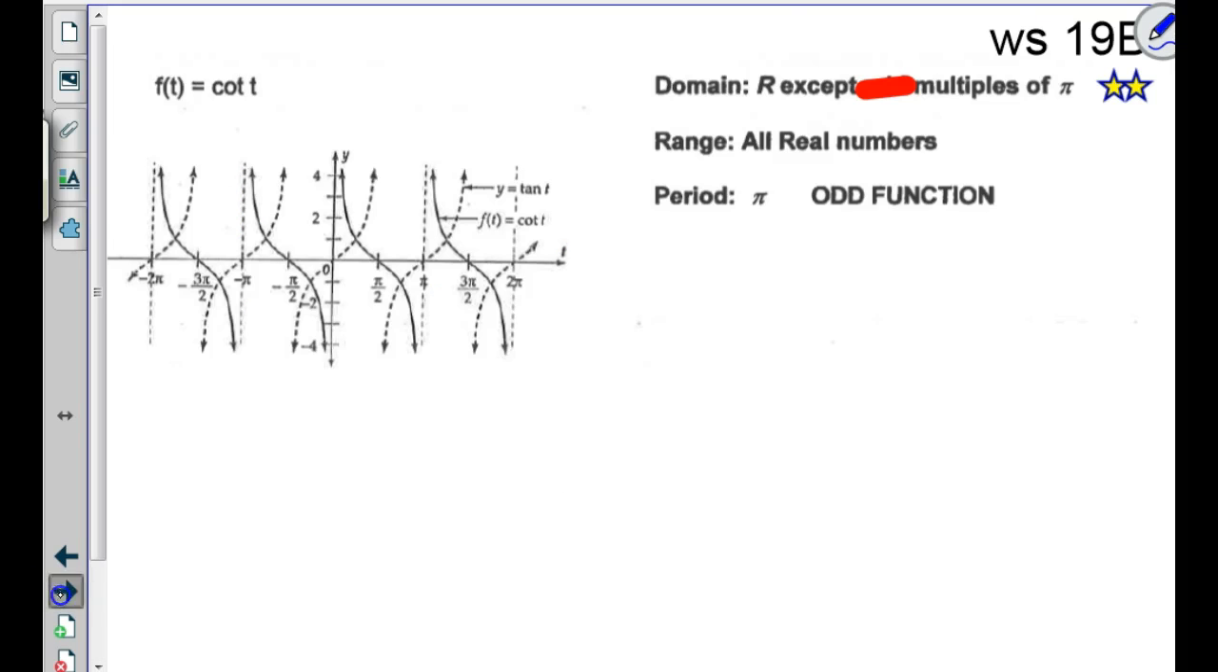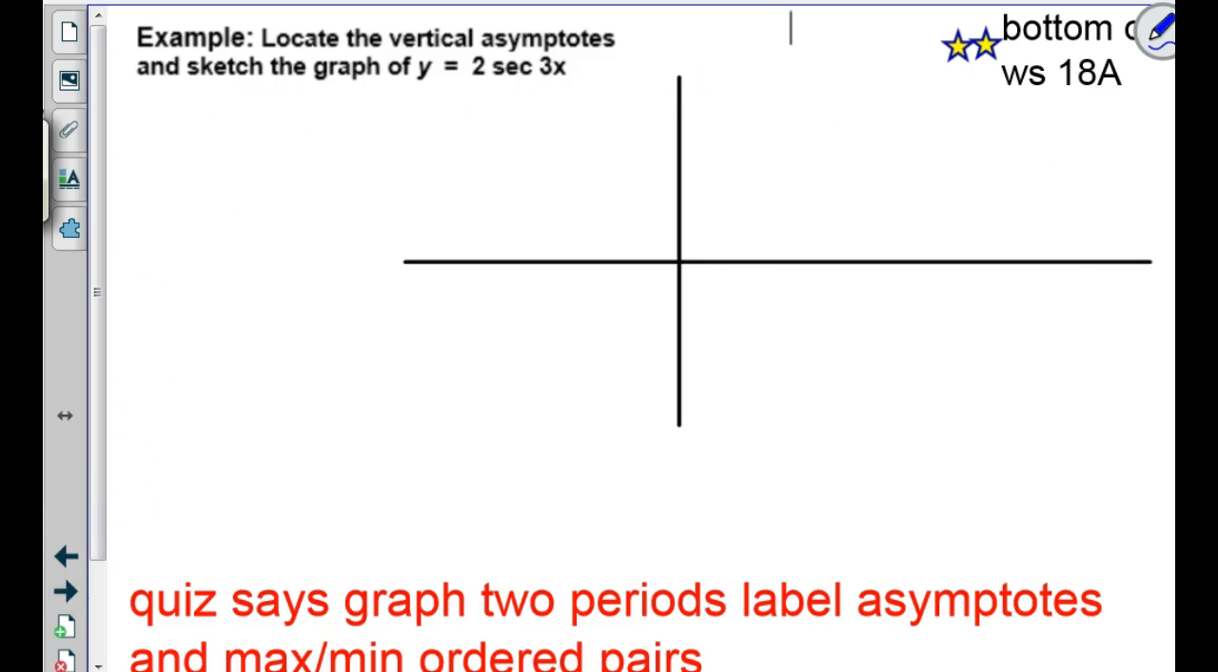All right, let's jump to this problem on 18a. It says to graph, and you will be asked to graph one like this on the next quiz, 2 secant 3x. So what do you graph first, guys? Cosine. So first we're going to graph y equals the reciprocal function, which is 2 cosine 3x. Now, you got to be able to graph that correctly. Okay, so I'm going to graph a cosine that goes from what to what? Max and min?